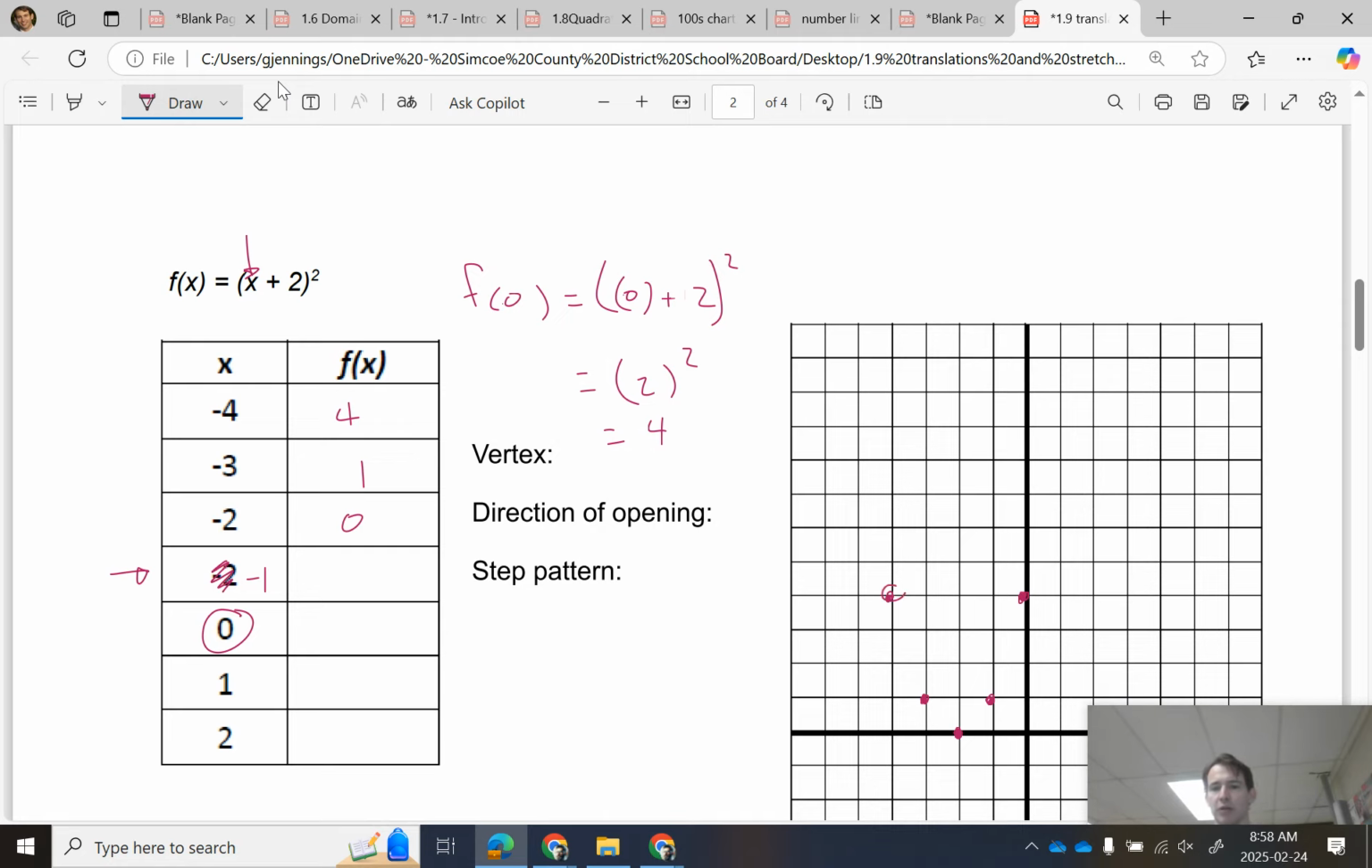Still symmetrical with that point. So we're not having a lot of surprises there. If we put in 1, we find that 1 plus 2 is 3, and 3 squared is 9. So we are up there at 9. And then if we put in 2, we have 2 plus 2 is 4. 4 squared is 16. So we're off the graph somewhere up here. Okay, so then our parabola looks something like this.